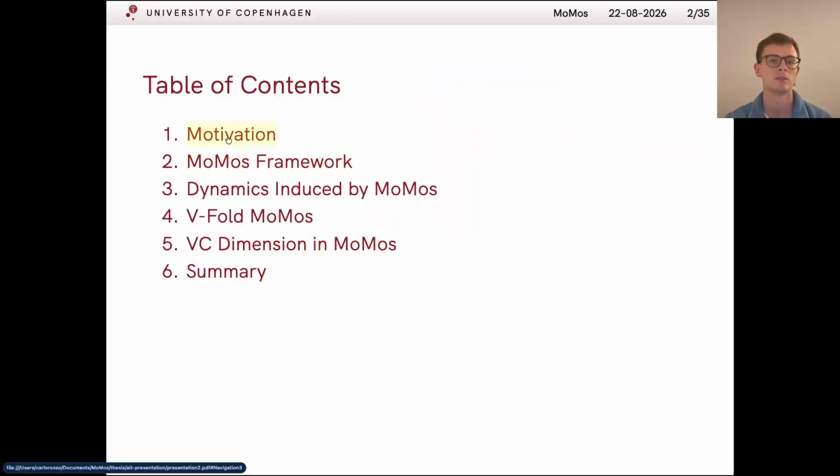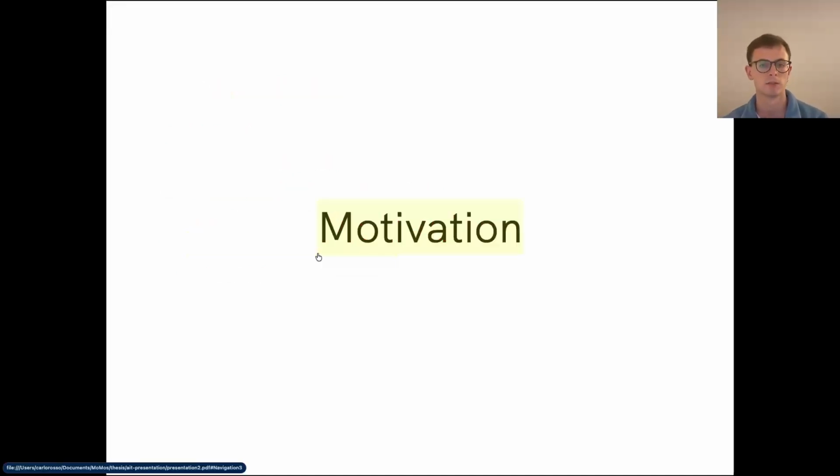So first of all, I will present the motivation, then the MoMos framework, that is the first method that actually uses Kolmogorov complexity to compress neural networks. Then I will show some study on MoMos. I will present a technique I developed on top of MoMos, and then I will show some generalization bounds on MoMos using the VC dimension.